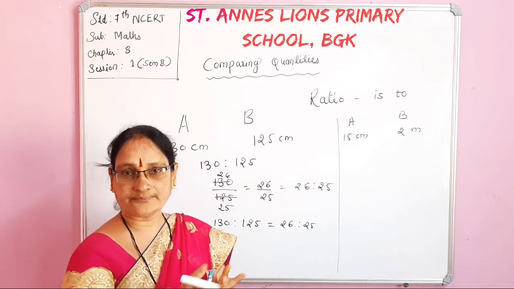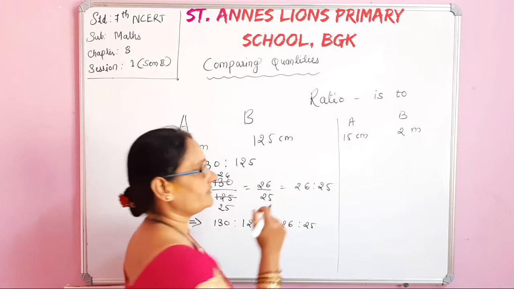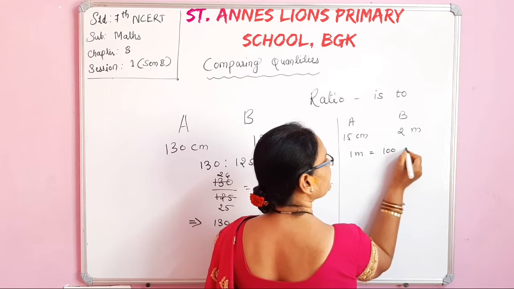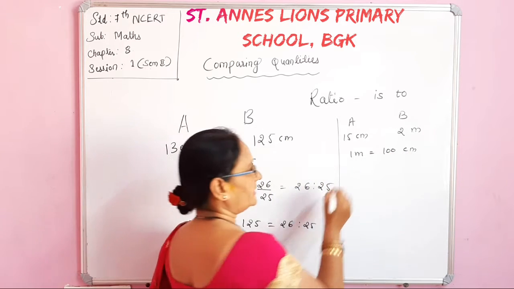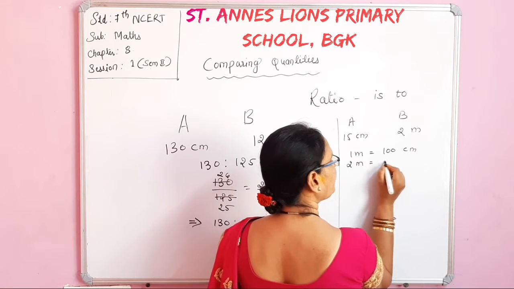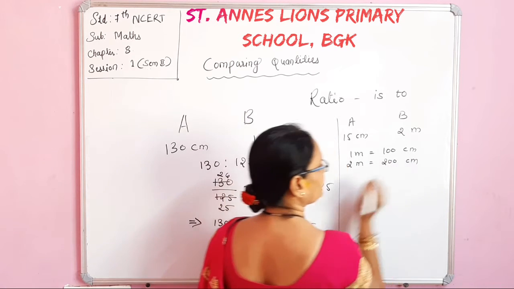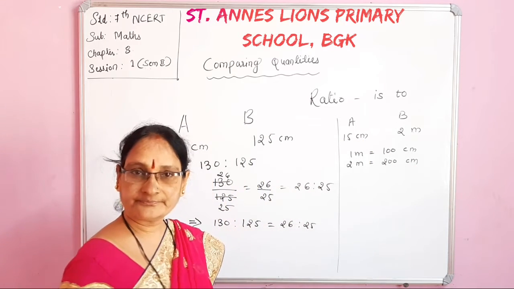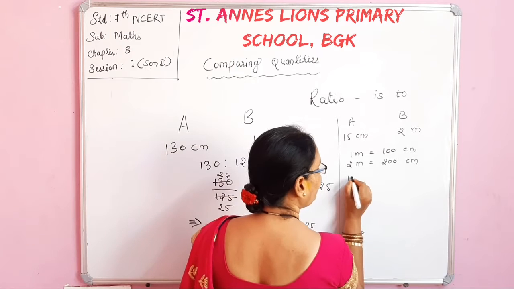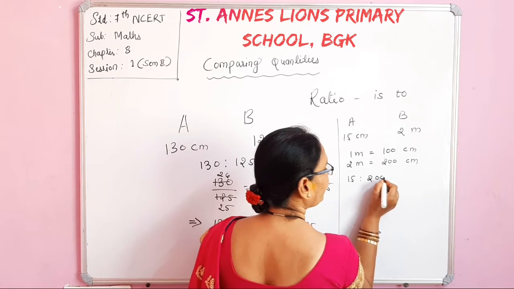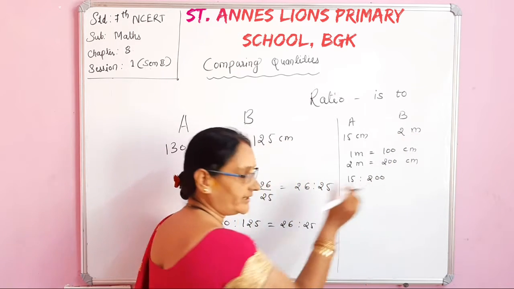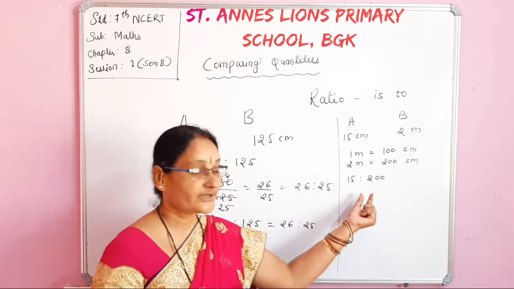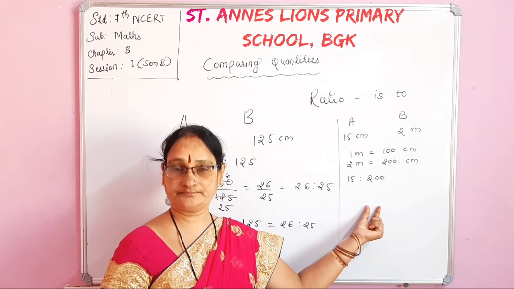For our convenience, now what we are doing? We know that 1 meter is equal to 100 centimeter. Then what about 2 meter? 2 meter equal to 200 centimeter. Now this is 15 centimeter, this is 200 centimeter. How can we compare now? 15 is to 200. Instead of 2 meter, here we have to take 200. Then only we can compare them, then only we can write them into ratio notation.